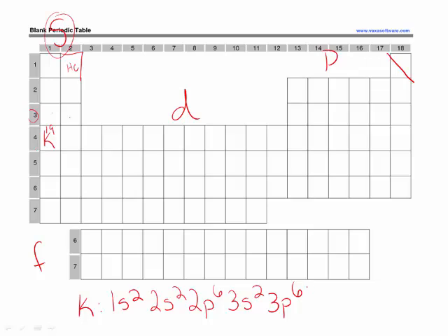I have to go down to the fourth energy level, fourth row. I'm still at the S over here, still up here at the S. Now I'm going to write a 1 because I'm stopping at the first box because that's potassium. And I've just written my electron configuration for potassium.